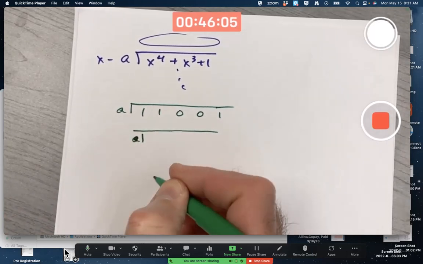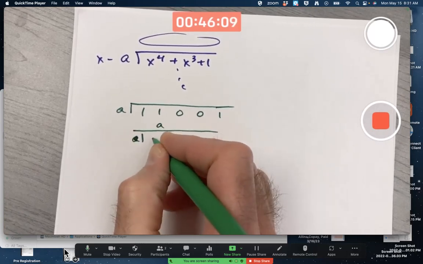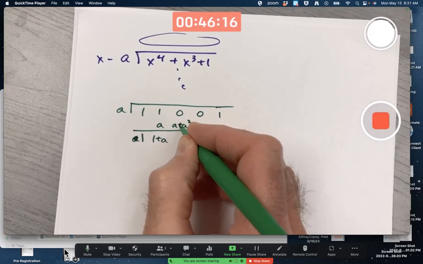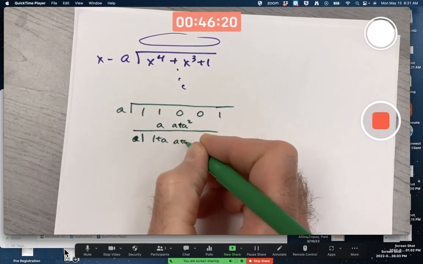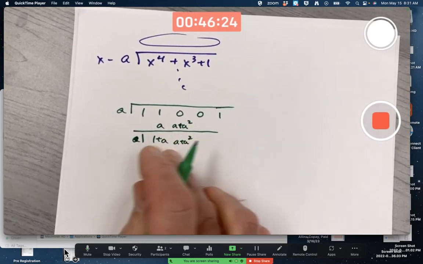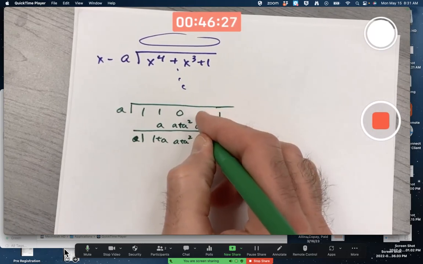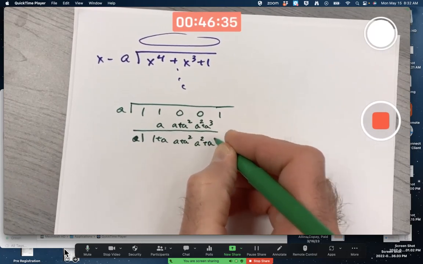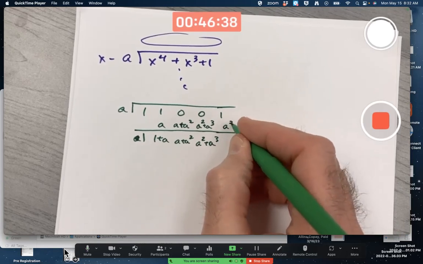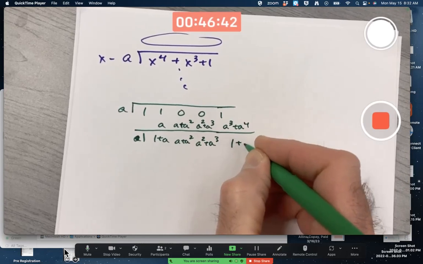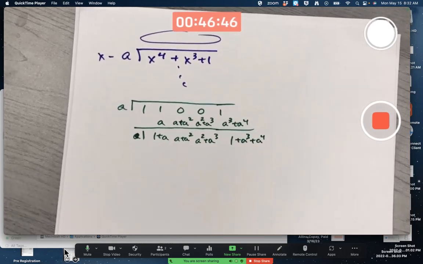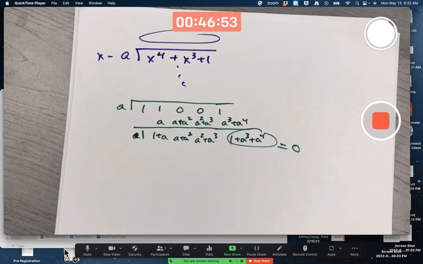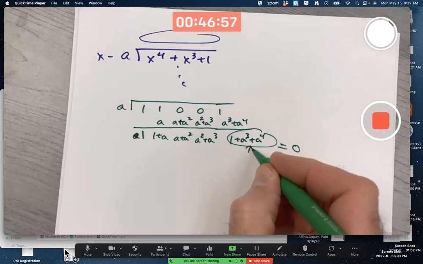Okay, bring the 1 down. a times 1 is a. Add. Should give myself more room. Multiply. Add. Hopefully you gave yourself a little bit more room. Multiply. Where's this going? Add. Multiply. Add. Wait, did we accomplish anything? Hey, that's 0. Why? Because a is a root of f of x, and this is f of a.